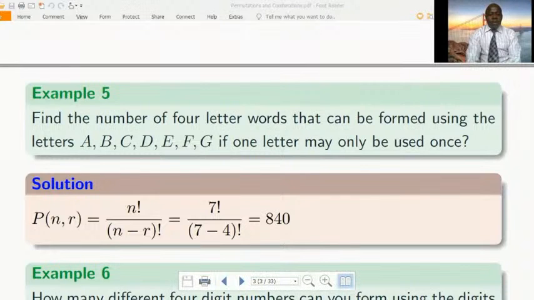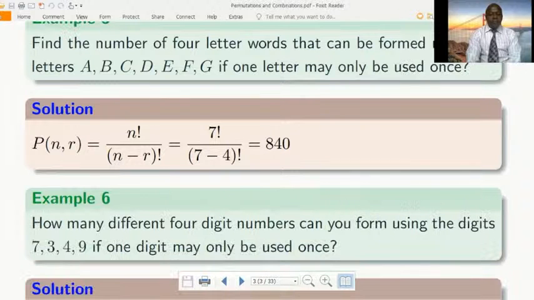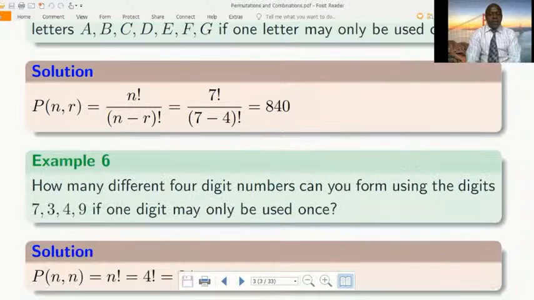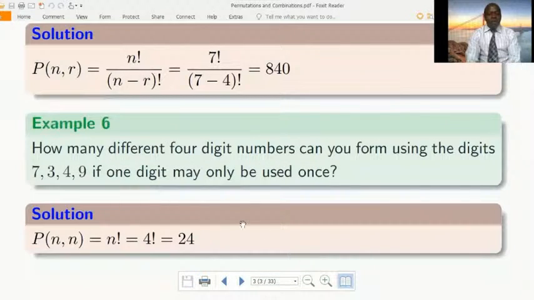Let's look at the next example. And the question is, how many different 4-digit numbers can you form using these digits? These are 4 digits. And we want to form 4-digit numbers. And we do not want to have any of the numbers used more than once.